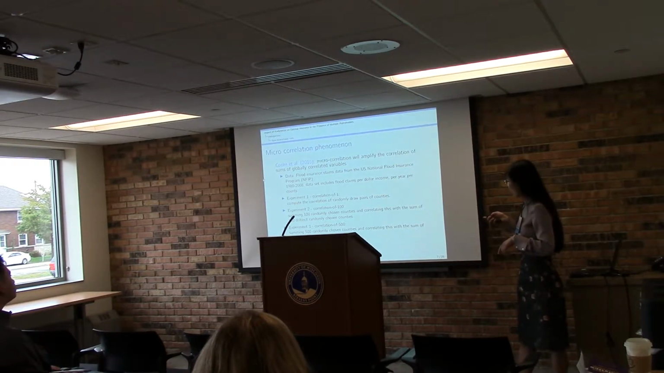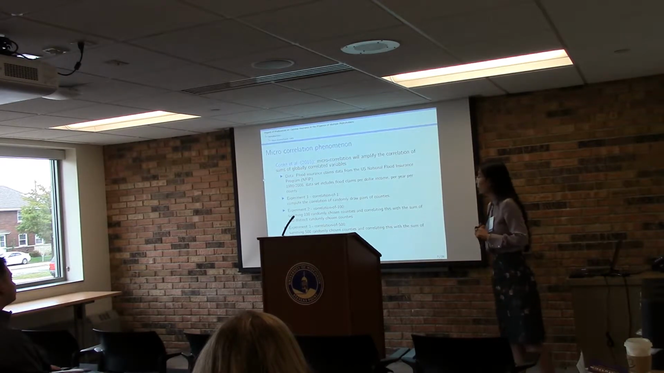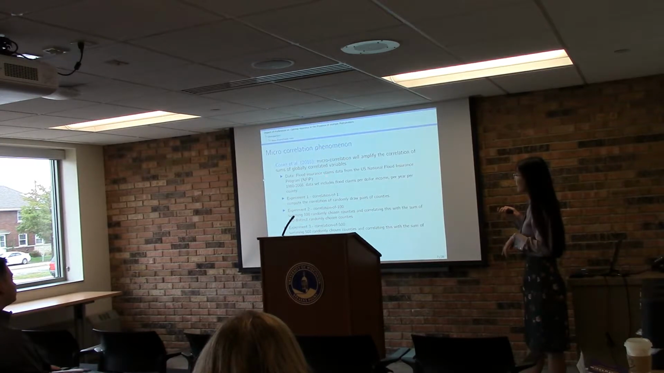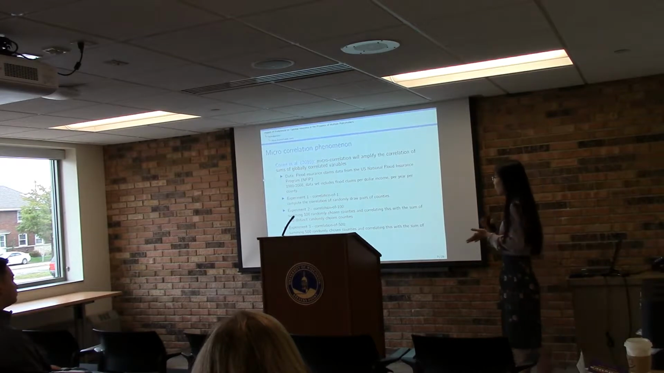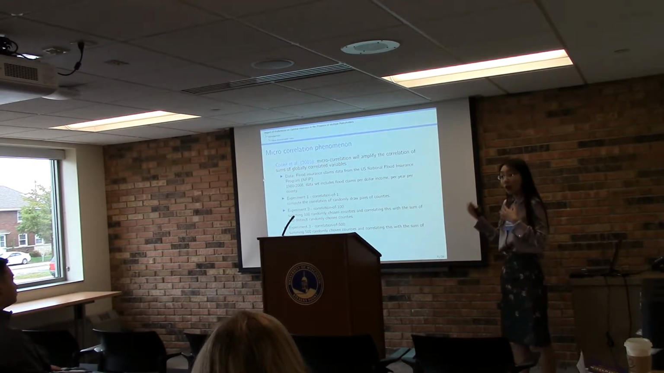So here I quote one example in Cook's paper in 2010 to explain the macro correlation phenomenon. In this example, authors use the national flood insurance claim data, and the data set covers 20 years and nationwide. Using this data, authors did 3 experiments. In the first experiment, they calculate the correlations between 2 randomly selected counties.